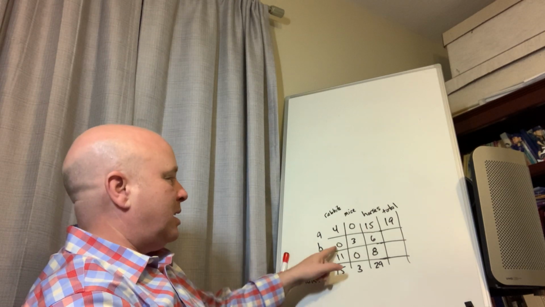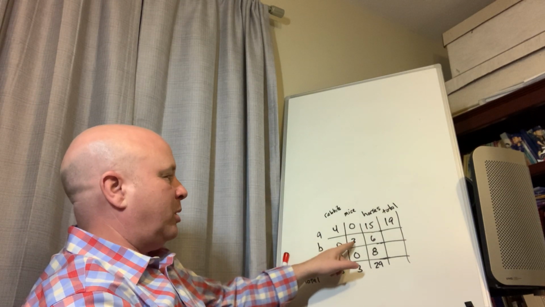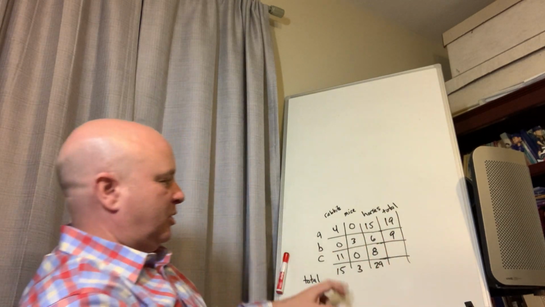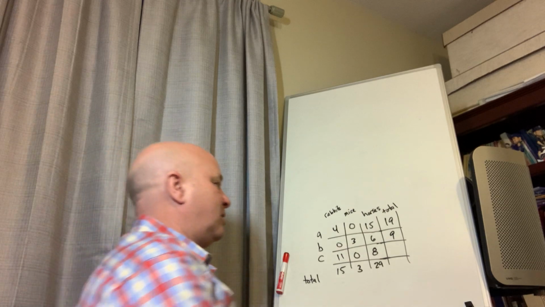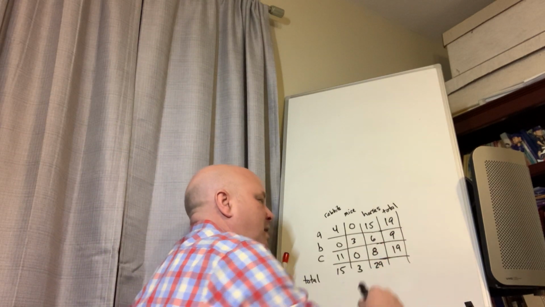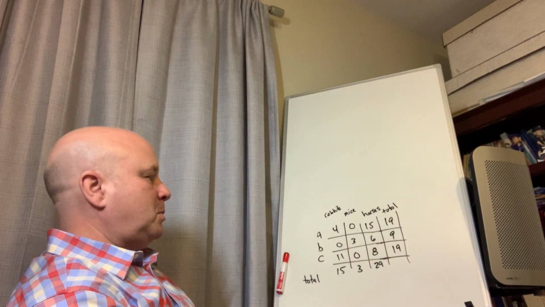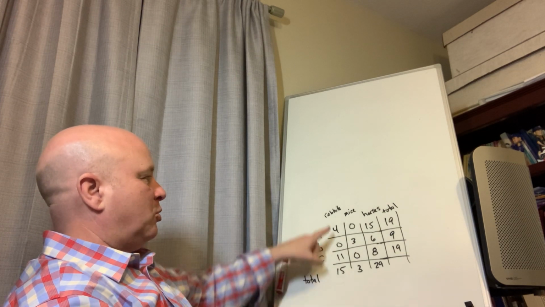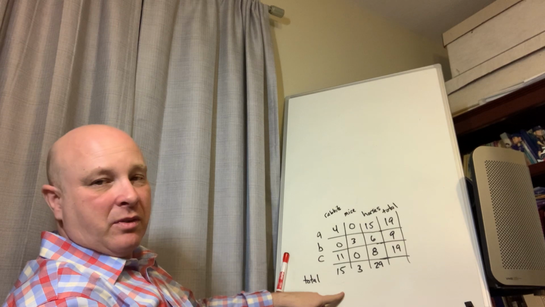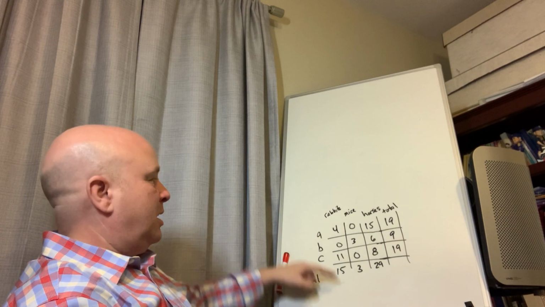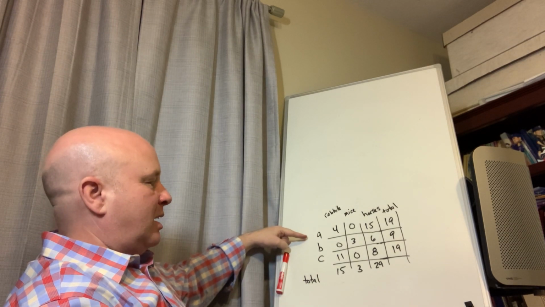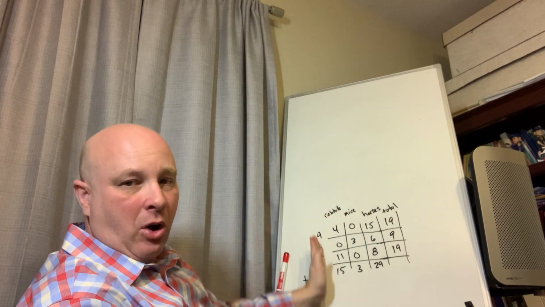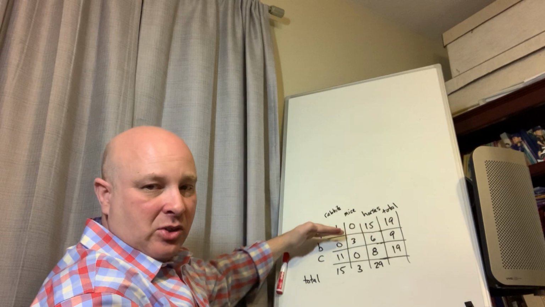Okay, country B, you have 0 plus 3 plus 6 is 9. Country C is 11 plus 0 plus 8, that's 19. Okay, so if I look at my numbers here, this tells me how many total rabbits. That fills this column. How many are total pets in country A? That fills this row. So going down, this is called a column. Going across, this is called a row.